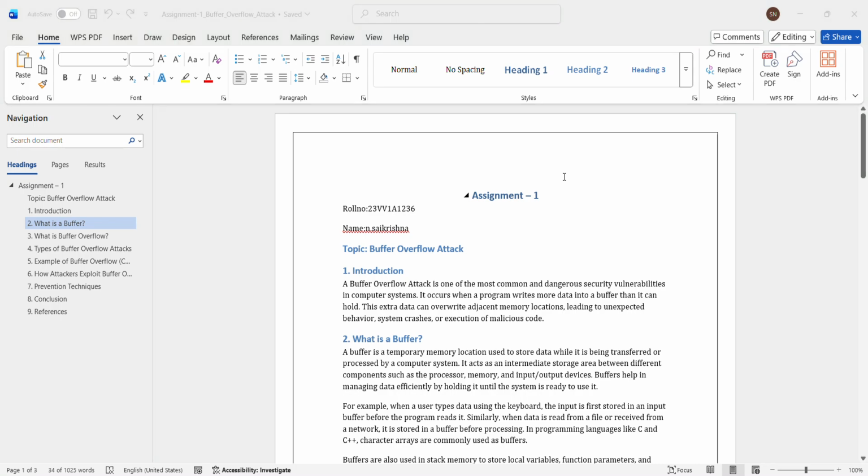Topic: Buffer Overflow Attack 1. Introduction. A buffer overflow attack is one of the most common and dangerous security vulnerabilities in a computer system.